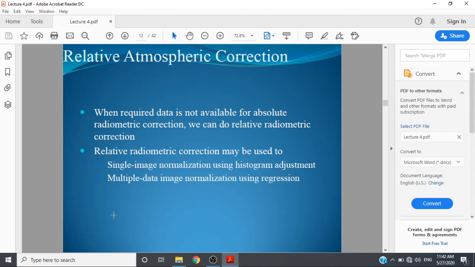Relative atmospheric correction. When the required data is not available for absolute radiometric correction, we can do relative radiometric correction. Relative radiometric corrections may be used for single image normalization using histogram adjustment or multiple data image normalization using the regression technique.